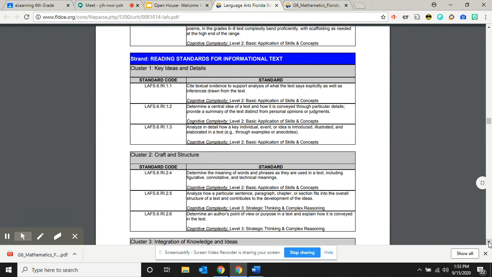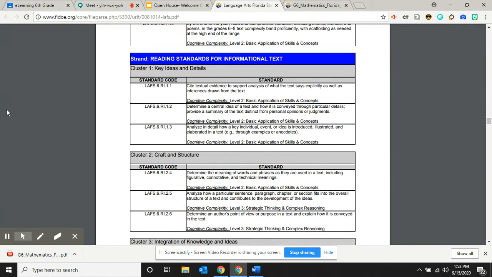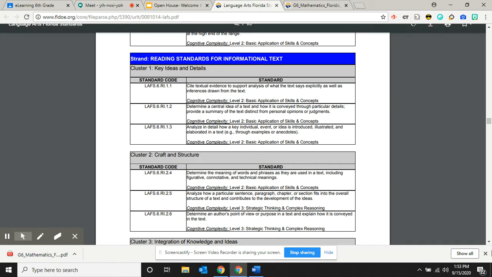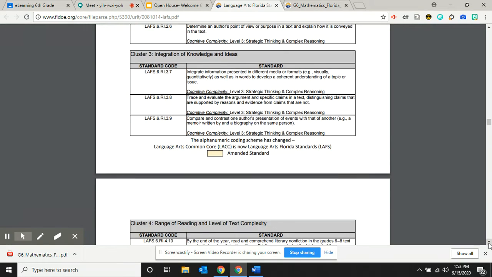We have standards for informational text. So here again, text evidence, central idea, key details. And then craft and structure, integration of knowledge and ideas.